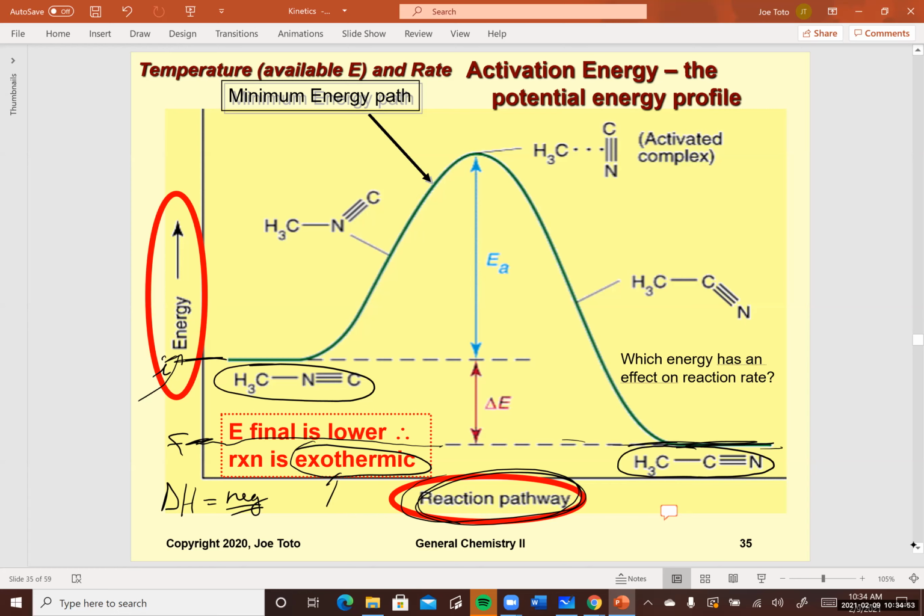If it was endothermic, then maybe it goes through a barrier height and ends up, say, up here. Now, this final value is higher than the initial value. And in that case, delta H is going to be positive. But in either case, you have to go through this activation barrier.